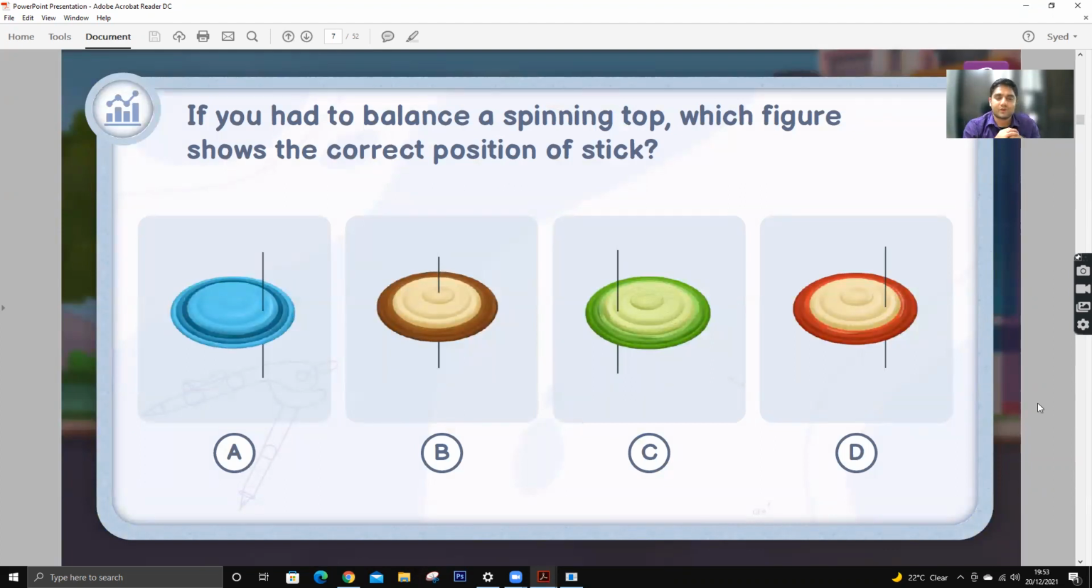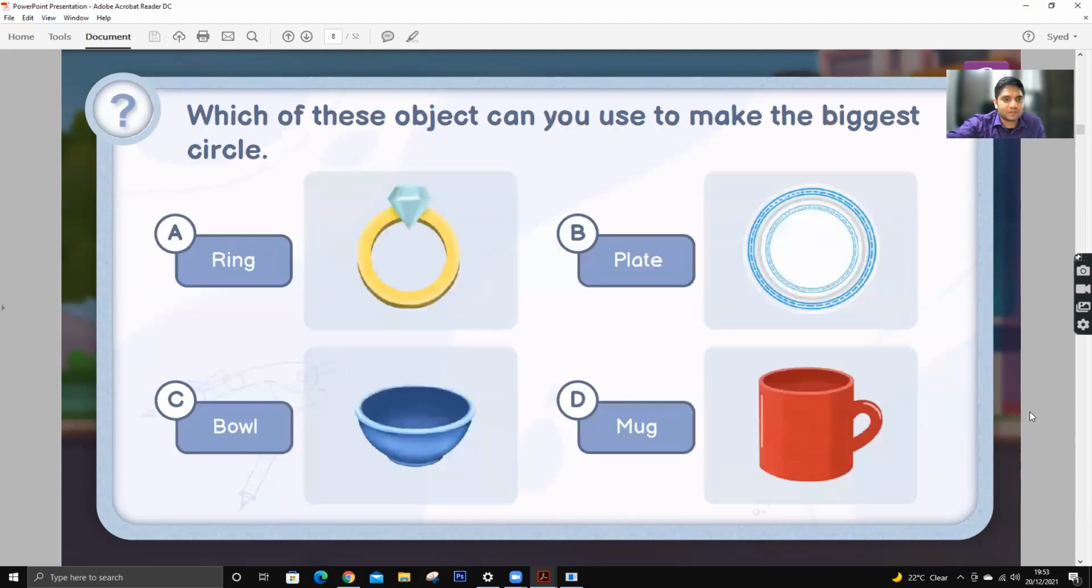Well, I hope you all enjoyed the master class, right? Now you all have got some idea about what a circle is and its parts, right? So moving to the next, some of the applications, I want you all to think. If you had the chance to balance a spinning top, which figure shows the correct position of the stick? Looking at these four diagrams, A, B, C, and D, what are your thoughts? So student A, can you please tell me which figure shows the correct position of the stick? Well, it is option B. Yes, option B is at its center and can move around easily from a fixed point, right? Well, good. Move to the next slide.